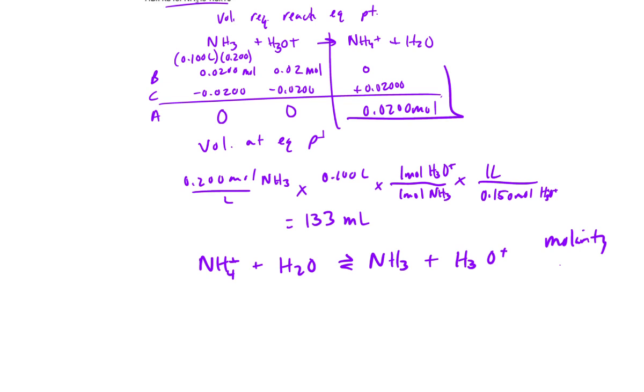The concentration then of NH4+ is going to be its moles, 0.02, divided by the total volume. And this is going to be the 0.1 liters of NH3 that we started with, plus the 0.133 liters of HBr that we added. And we'll get 0.0858 moles per liter for NH4+.